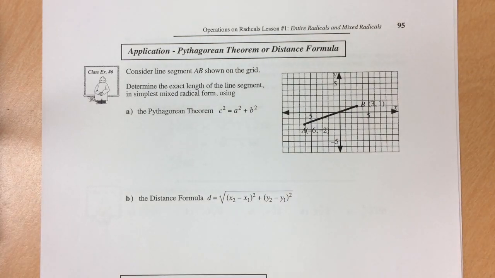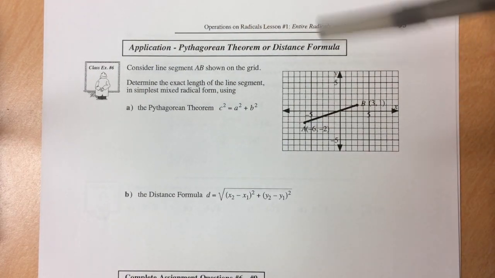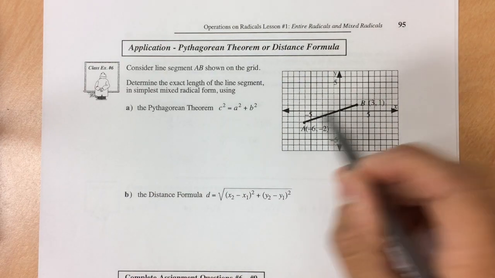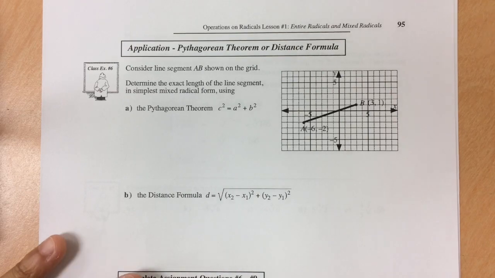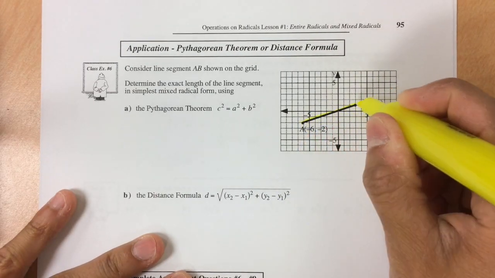Alright, welcome to lesson 1.1. We're going to continue looking at these examples. So this is class example number 6 in your book. It's a class example of the Pythagorean theorem, c squared equals a squared plus b squared, where we're trying to find the length of our hypotenuse right here.